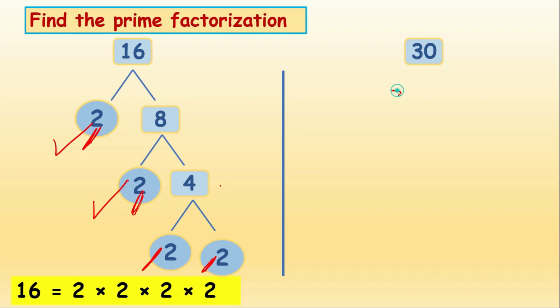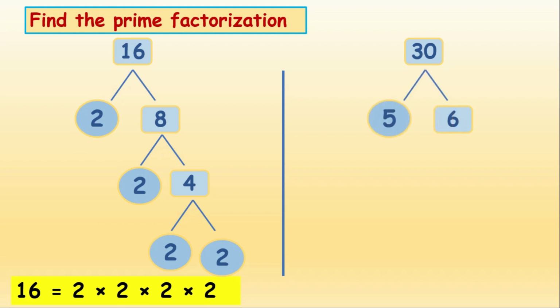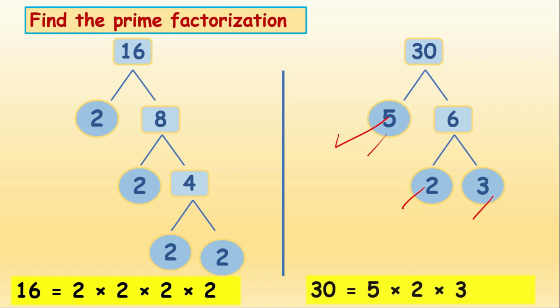It may be 3 times 10 or 5 times 6, as you like. Let's take 5 times 6. 5 is a prime, 6 is a composite. Factorize 6 to be 2 times 3. So now 5 is a prime, 2 is a prime, 3 is a prime. So 30 equals 5 times 2 times 3.